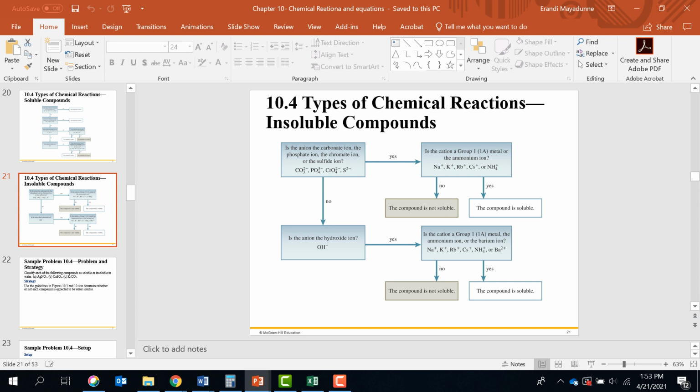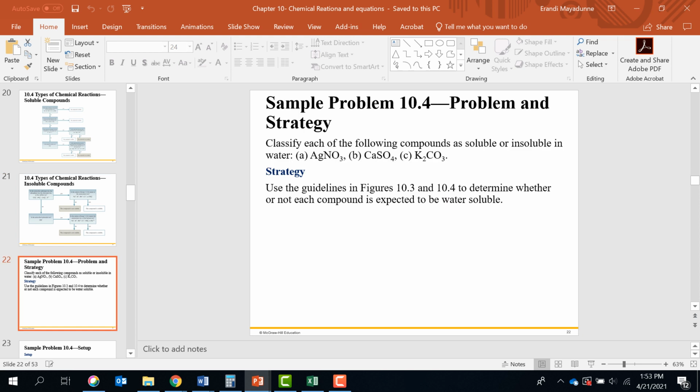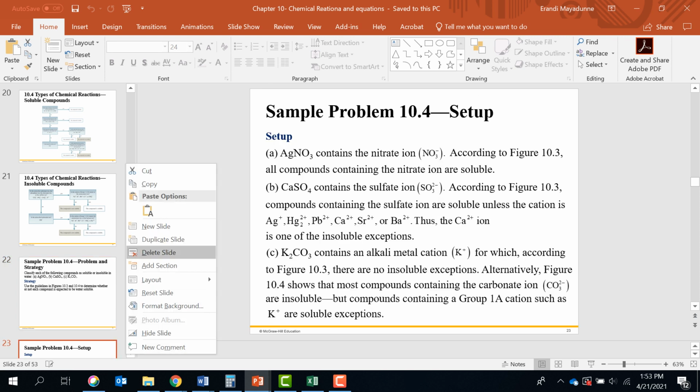I have a separate video on solubility rules, please watch that as well. But this summarizes how you predict whether the compound is soluble or not. And then you get silver nitrate. You don't even have to look at it because it's nitrate ion, for sure soluble. We look at potassium carbonate. It's potassium, right? When there's potassium there, the compound is for sure soluble.